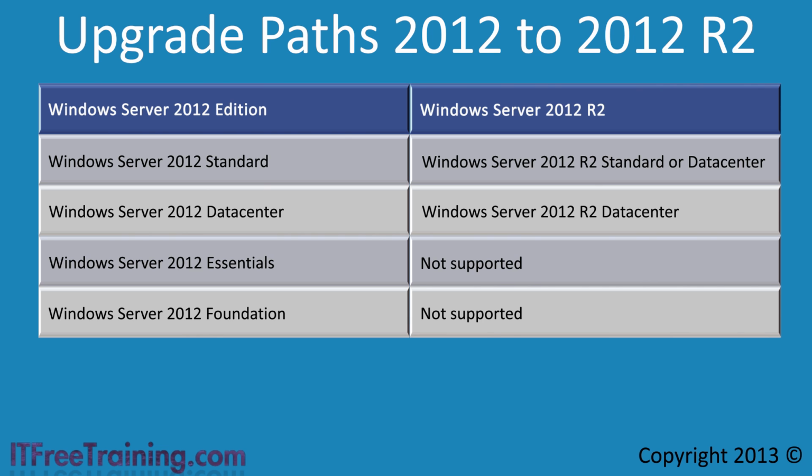In-place upgrades for Essentials and Foundation are not supported. If you find that you have purchased an upgrade license and there is no upgrade path from that server, you can perform a migration. I will cover migrations in a later video.